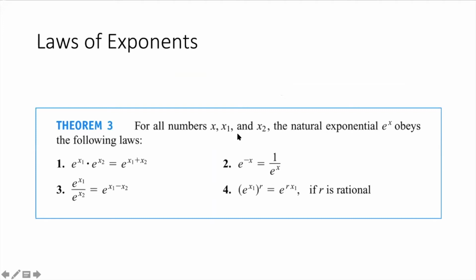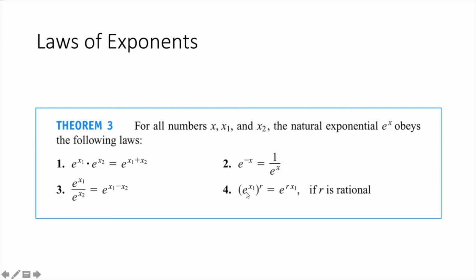All right, so that brings us to some laws of exponents. I am not going to prove these to you. I'm going to resist the urge. For all numbers x, x1, and x2, the natural exponential function e to the x obeys the following laws. E to the power x1 times e to the power x2 is equal to e to the power x1 plus x2. E to the x1 divided by e to the x2 is equal to e to the power x1 minus x2. E to the power negative x is the reciprocal of e to the x.